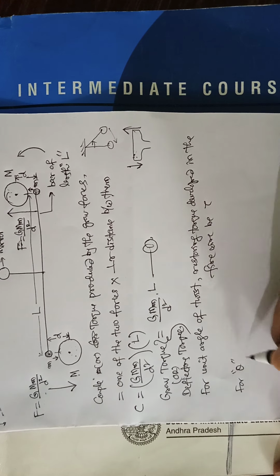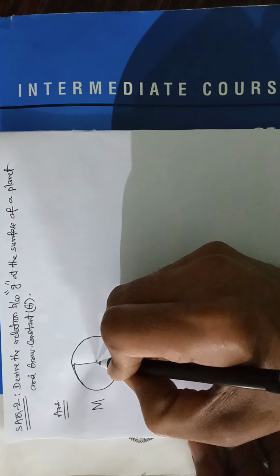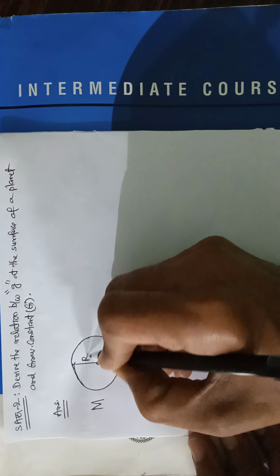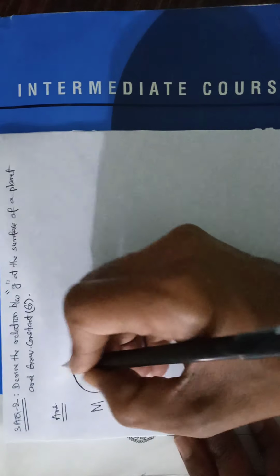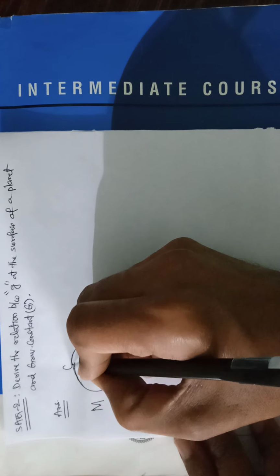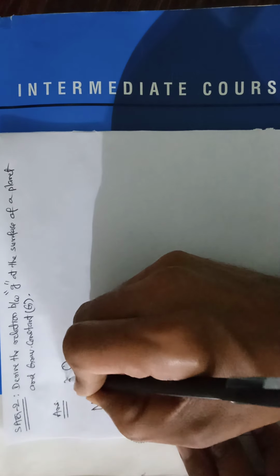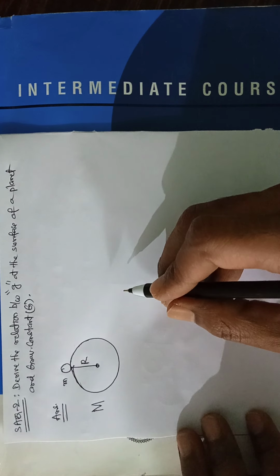Let us take a planet. This is a planet. Its mass is capital M and its radius is R. And on the surface of the planet, a small mass is kept.